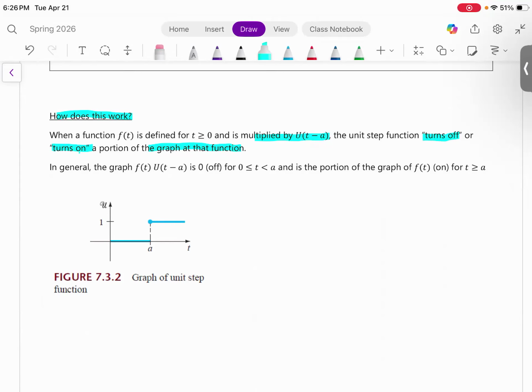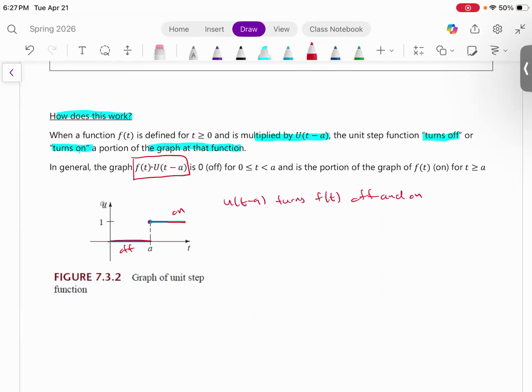Let's look at it right here. In this figure, the unit step function turns this function off up until a, and it turns it on after a. So this is the function f of t times u of t minus a. It turns the function f of t off and on, which is pretty interesting that we have this specific tool in mathematics.